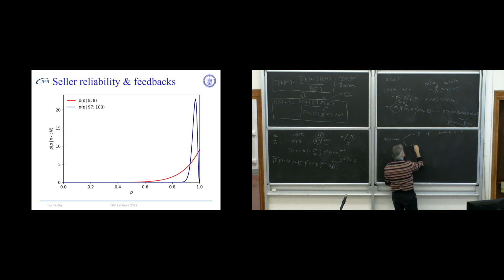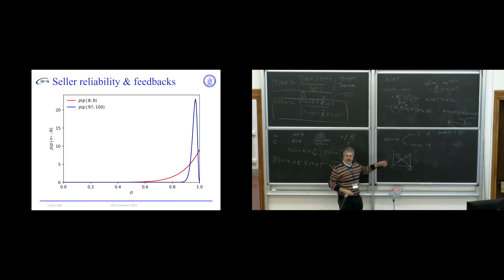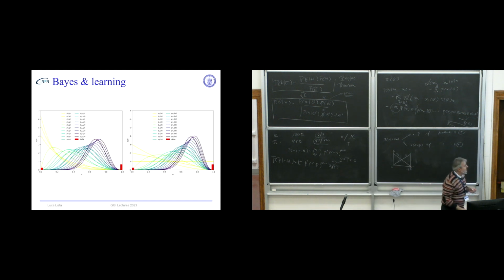Or times 1 minus p if the feedback is negative. Okay, so what are these probability densities? p from 0 to 1: this is the positive feedback, and this is the negative feedback. This is p, this is 1 minus p, okay? And this is what you have to multiply by. And what do we get? Here is what we get.